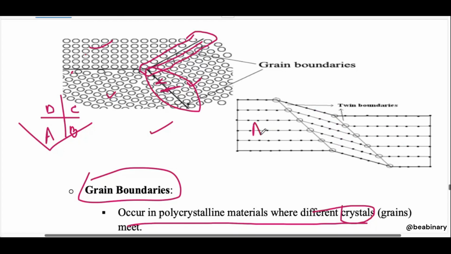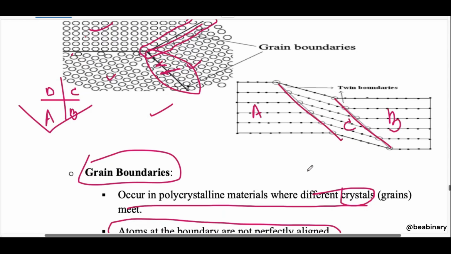So if suppose this is A, this is B, and this is C. A and B are equal in their grain fashion, their grain placement. So they have the same grain arrangement. But if we talk about C, it is not equal to A and B, but in itself it is in some regular fashion. As you can see here, they have deviated from this boundary, but still they are in a regular fashion. So this is known as the twin boundary.